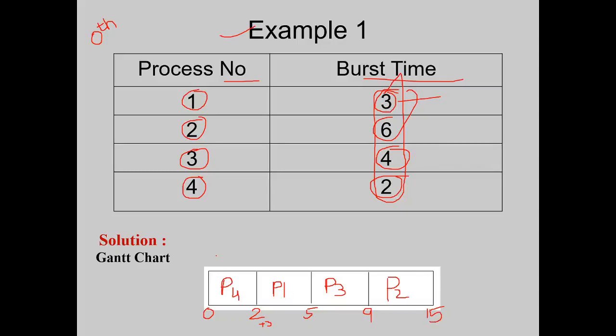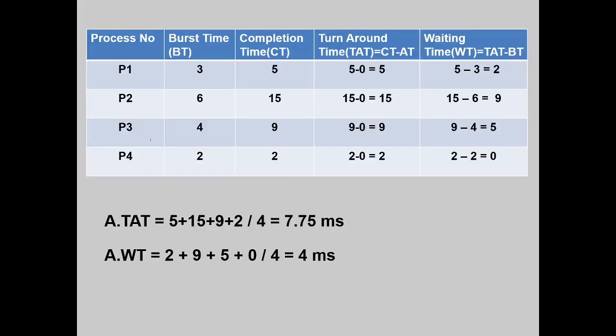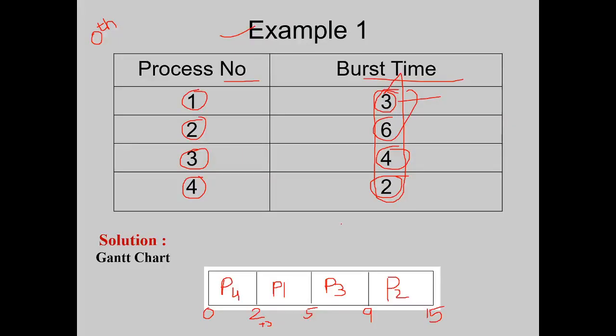So this is the allocation of the processes based on the less burst time. Now we need to form the table. These are the process numbers which they are given, the burst time they are given. We need to find now completion time. So the completion time of process P1 is 5. Completion time of process P2 is 15.